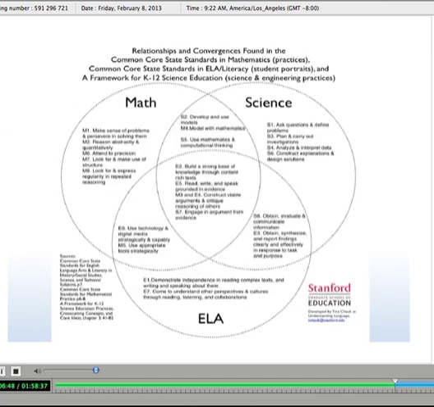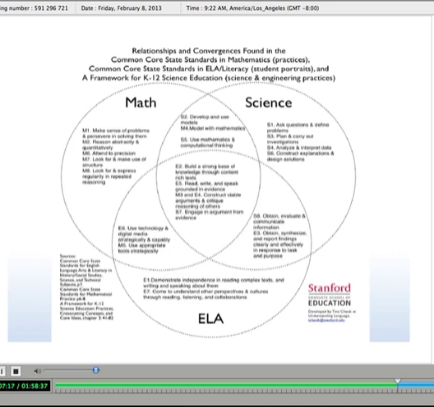in the last presentation, Ruth provided an excellent overview of how science and literacy can be integrated. And the Venn diagram on this slide, which was developed by Tina Cheuk from the Understanding Language Initiative at Stanford, depicts the areas of intersection and uniqueness among the standards for mathematical practice, science and engineering practices, and student portraits in the English language arts and literacy standards.